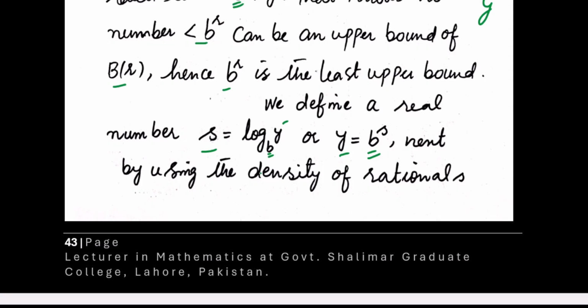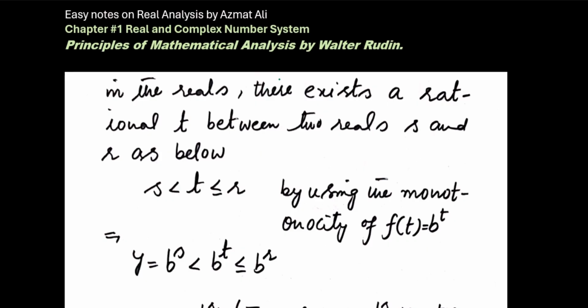Next, by using the density of rational numbers, what is the density theorem? The density theorem says that there exists a rational number between any two real numbers. So there exists a rational number t between the two real numbers s and r, such that this t lies between s and r.